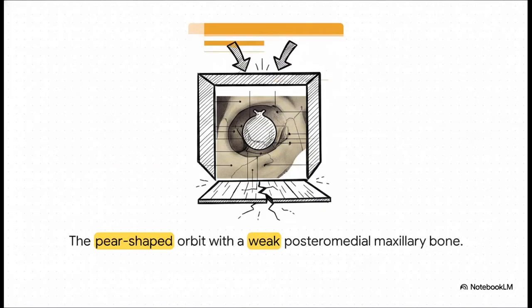Okay, to really grasp the orbit, I want you to use the Feynman technique with me. Imagine the orbit as a solid, bony box that's holding a very delicate water balloon. That's your eyeball. Now, notice how the roof and the lateral walls of this bony box are incredibly thick and sturdy. They can definitely take a hit. But the floor of this box, which is made up of the zygomatic, palatine, and specifically the maxillary bone, is shockingly thin. It is basically a really weak floorboard.